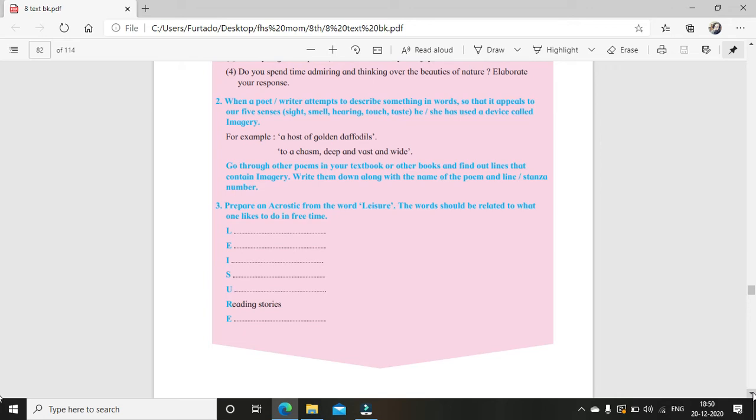Indulging in a nature trek. Yes, enjoy indulging in a nature trek. S, singing songs.